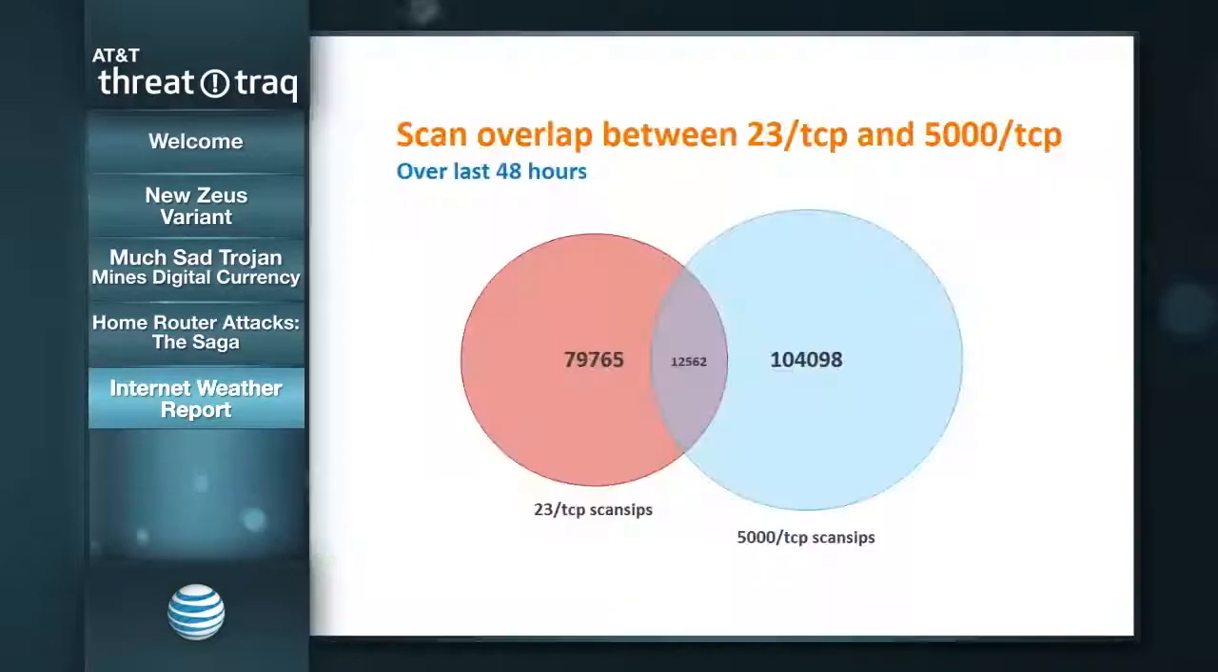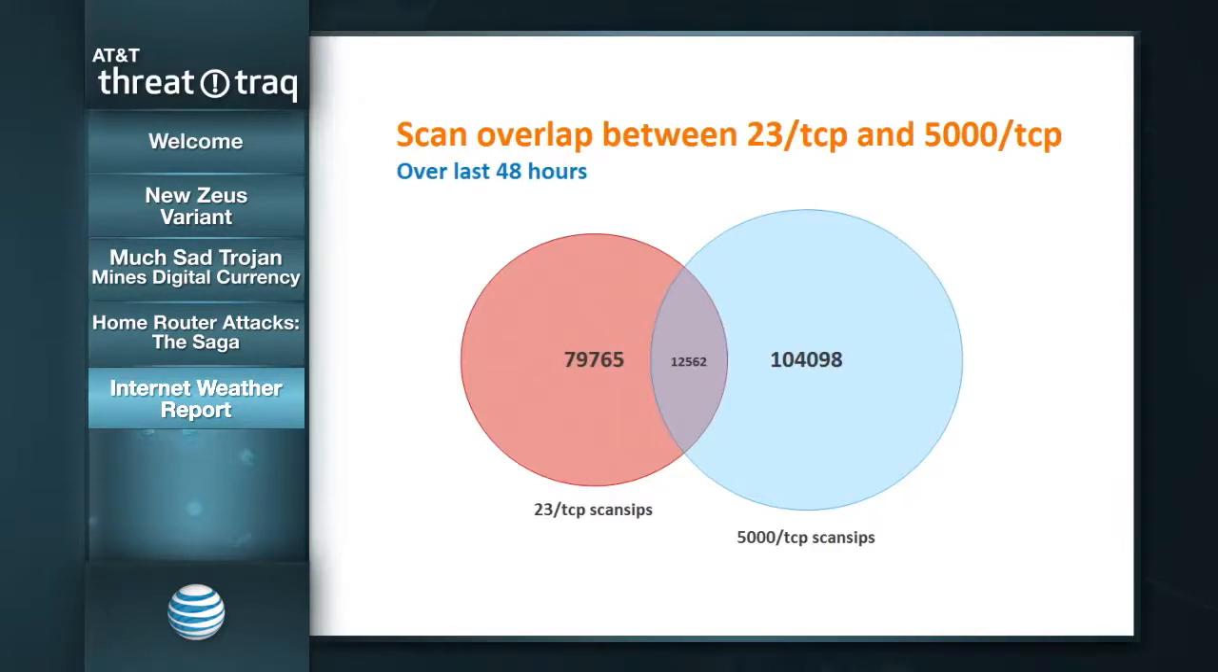So it looks like a lot of them are these embedded devices, and the thing I thought was interesting is that both the telnet scanning and the 5,000 TCP scanning are the same types of devices in general. That would lead me to believe that maybe it's the same population of devices scanning on both ports. I did a quick analysis of that, and this is by no means a scientific analysis, but I grabbed a listing of all the scan source IPs over the past 48 hours that we've seen.